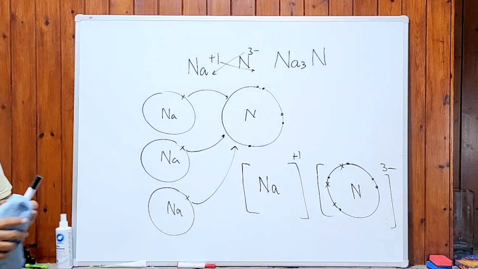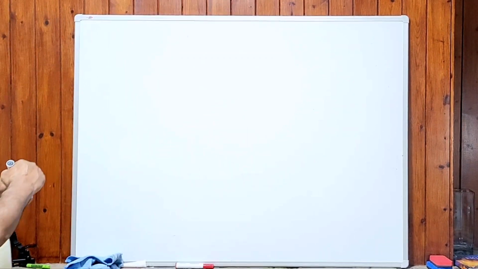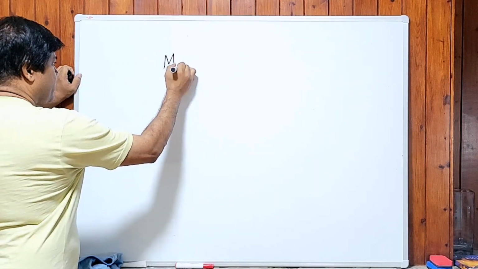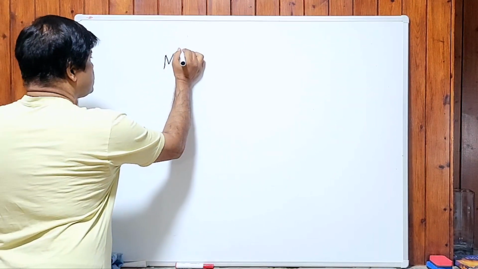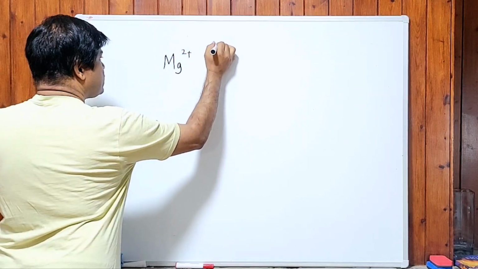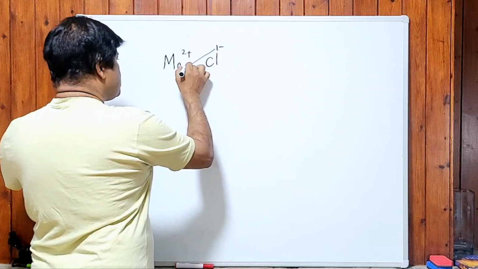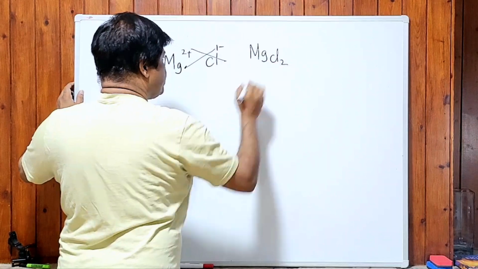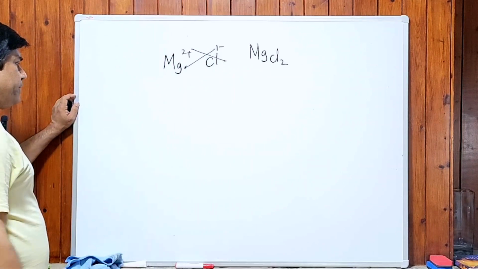Okay. The dot and cross structure of magnesium chloride. Magnesium is a metal from group 2, and we know that a group 2 metal can give away 2 electrons, Mg2+. Chlorine gains 1 electron. So what's the formula of magnesium chloride? 1 goes to this side, 2 goes to this side, MgCl2. Magnesium chloride. Now we will draw the dot and cross structure of magnesium chloride.